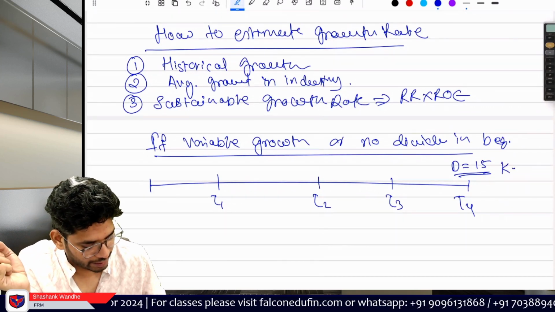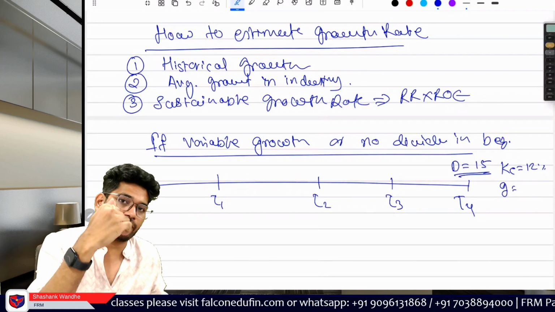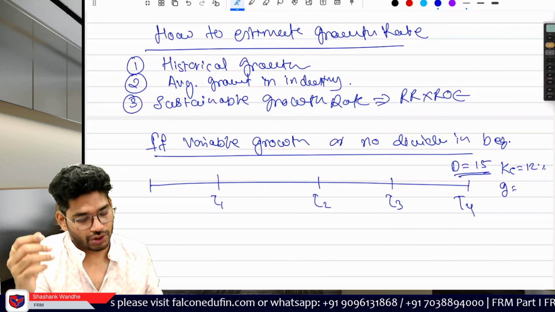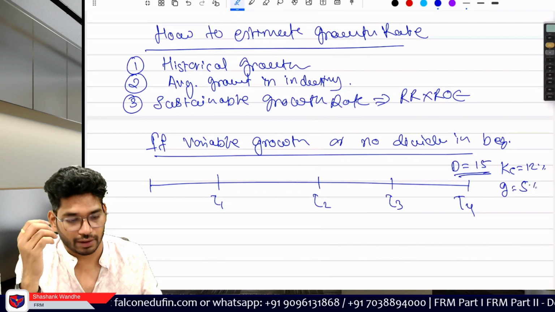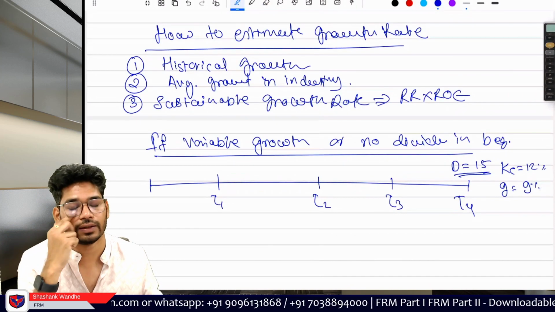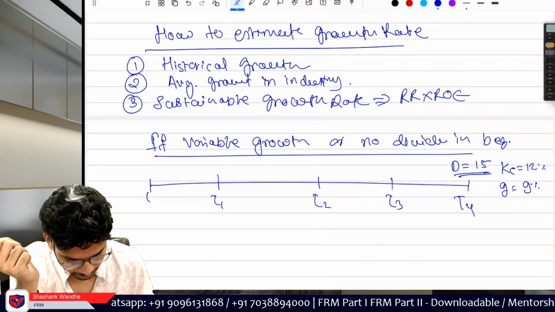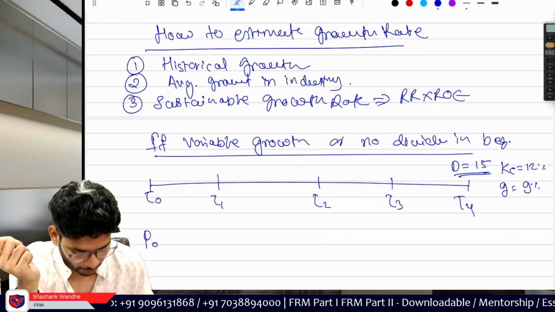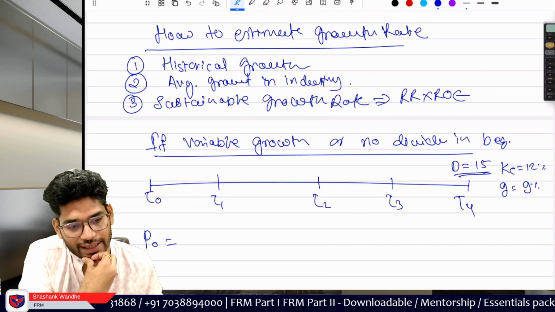And here the KE is equal to 12% and the growth rate after T4 is 9%. And you are asked to calculate the T0 price, the price at time T0. Now how do we do the calculation in this case?